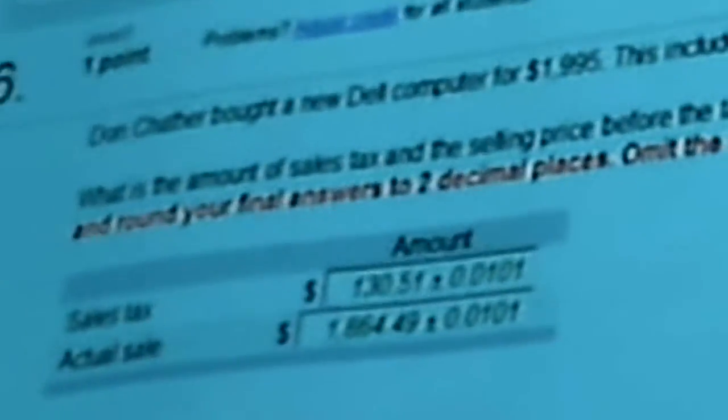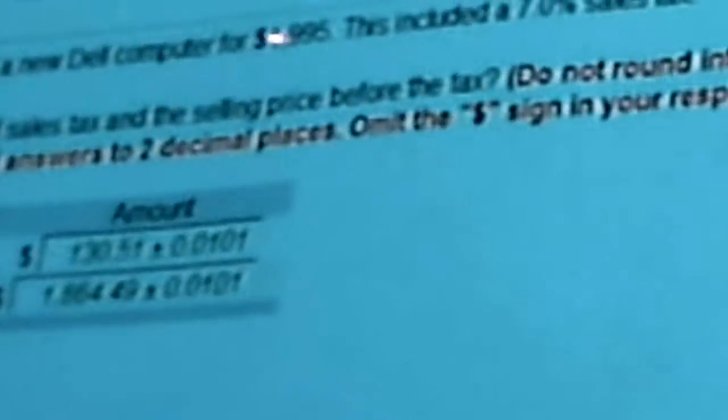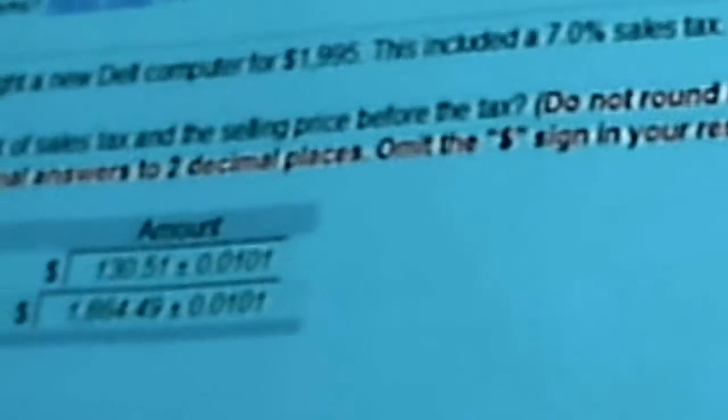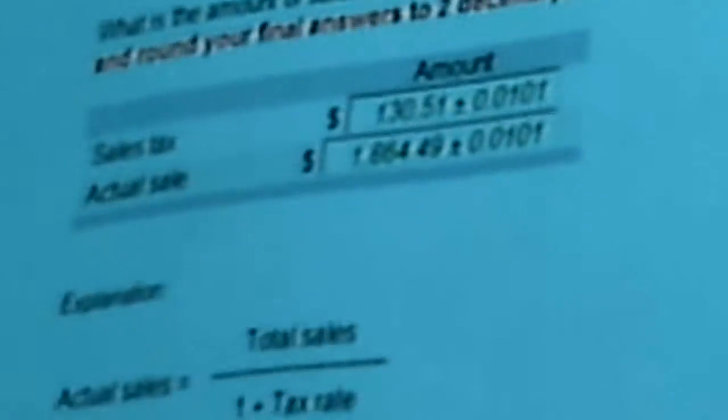Don bought a new Dell computer for $19.95. This included 7.0% sales tax. Now that price there includes the tax. It is included in that price that he's paying. So we have to isolate the tax. We have to figure out how much of that is tax, actual just tax, and what is the amount, the pre-tax amount, put it that way. So we're separating the tax from the total amount.